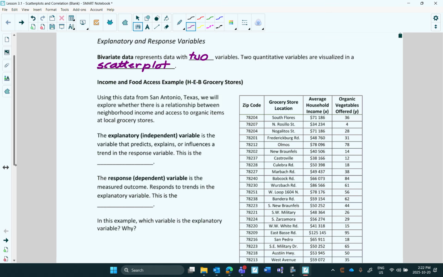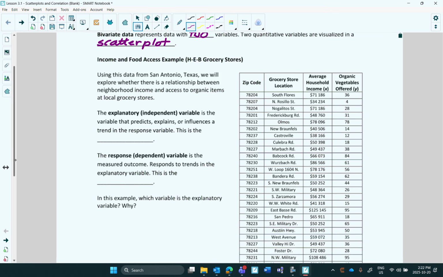So we have two variables, income and the number of organic vegetables offered. Right? The explanatory or independent variable, you should be familiar with independent and dependent variable. That's the variable that predicts the dependent variable or the response variable, or it explains it. Okay? And this is always the x. This is the x variable.